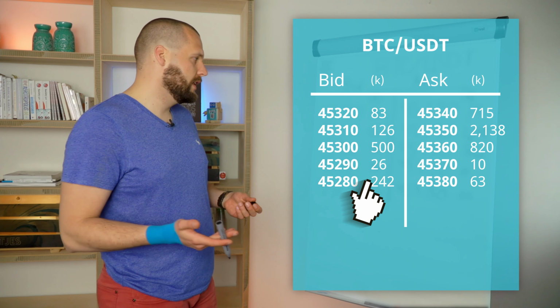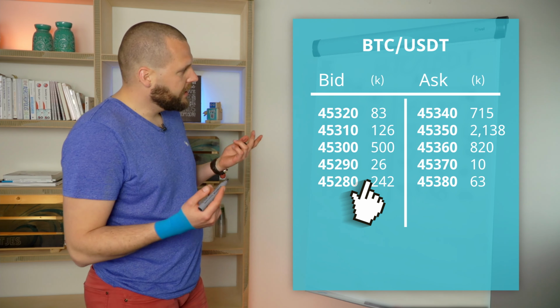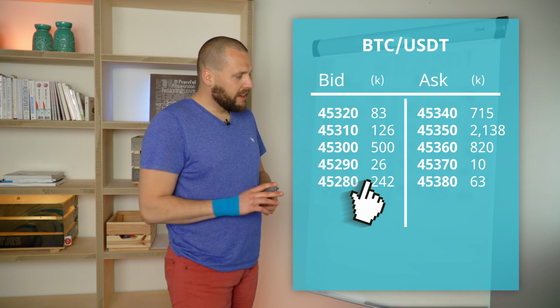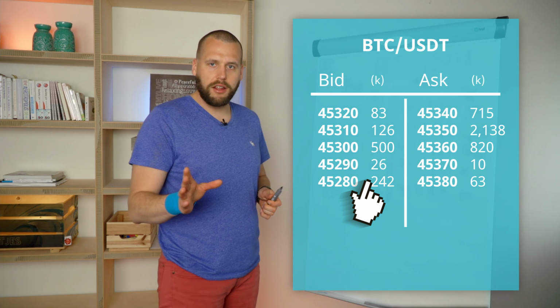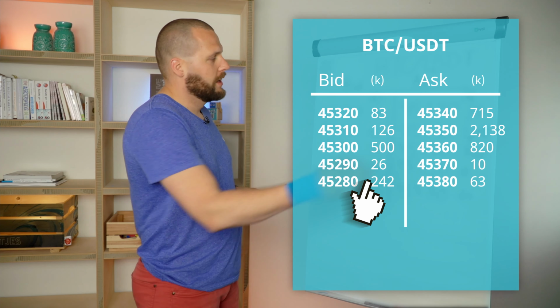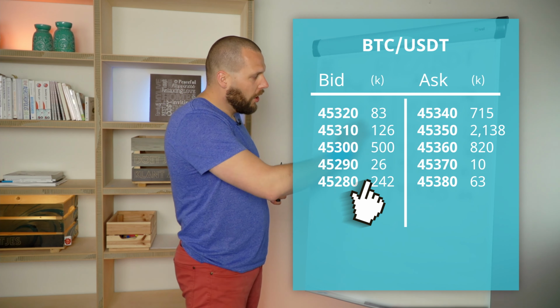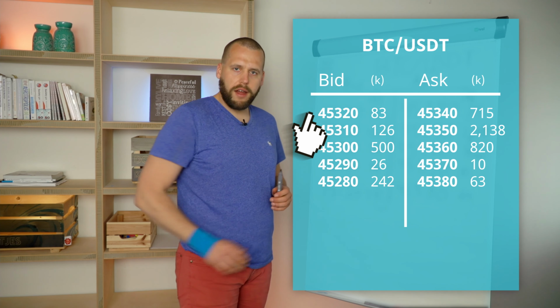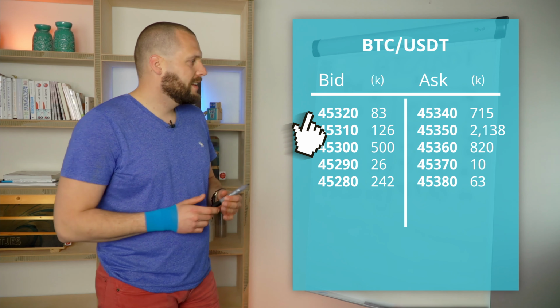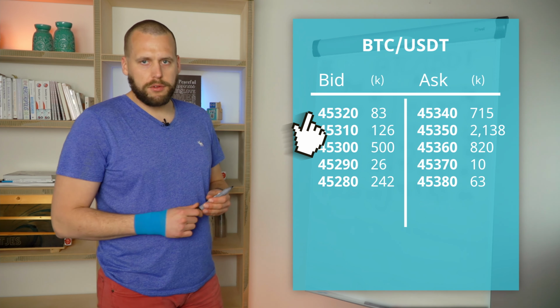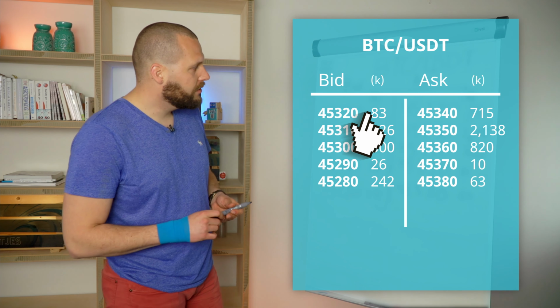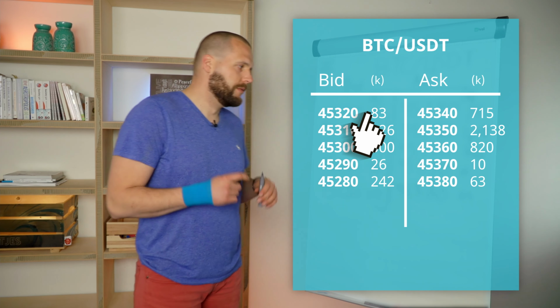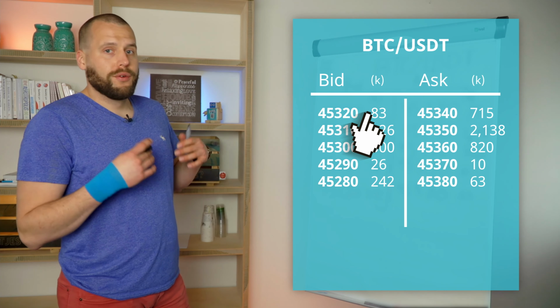when you're trying to get rid of 1 million USDT. However, what you need to imagine is that when we're trying to sell $1 million, for instance, we saw this wonderful price of 45,320. But that doesn't mean that we are going to be able to exit our entire position at that price, because there's only 83k available.